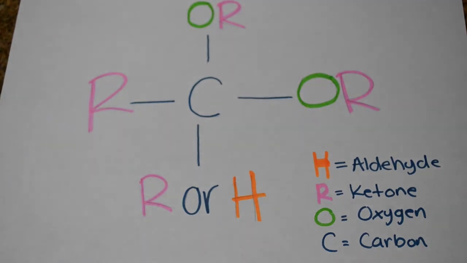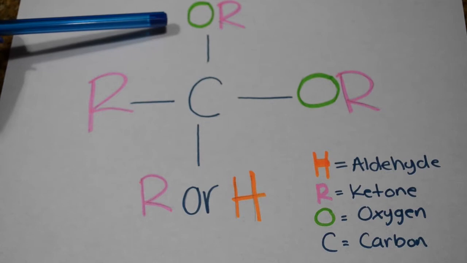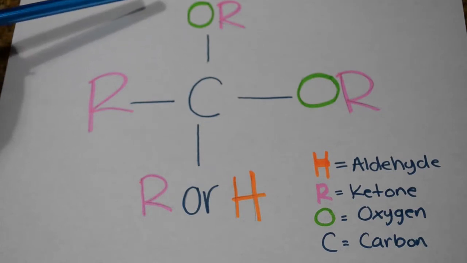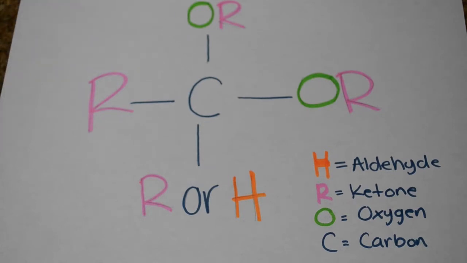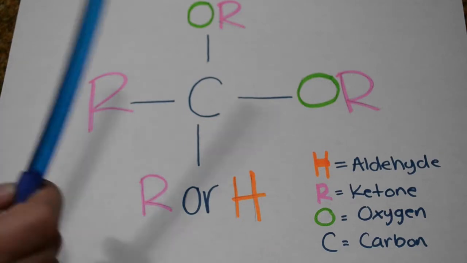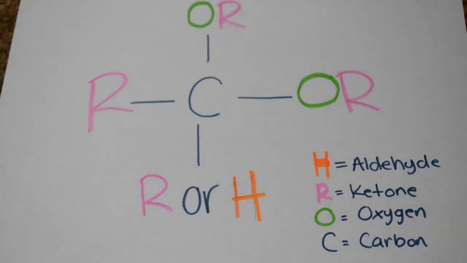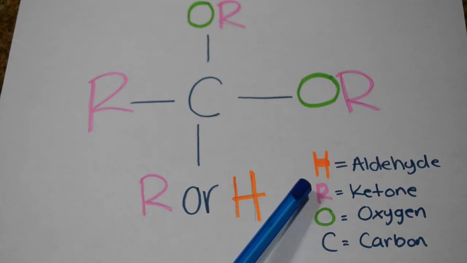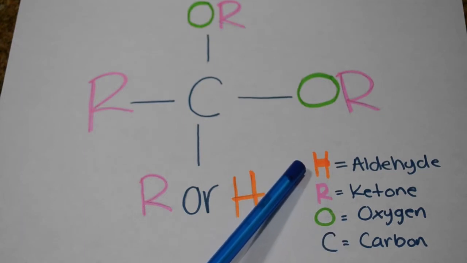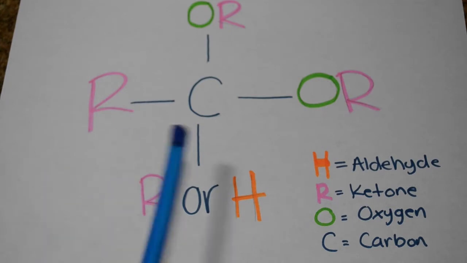Right above the carbon will be an oxygen and an R group attached to it, rather than having a hydrogen and hydroxyl group like in hemiacetal. To the right of this carbon, there is an oxygen and an R group, and below we have either an R group or a hydrogen. You will have an R group if the reactant is a ketone, and you will have a hydrogen if your reaction is an aldehyde. In the bottom right, I made a key explaining what each symbol stands for.